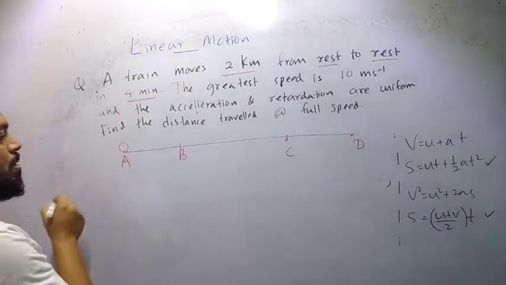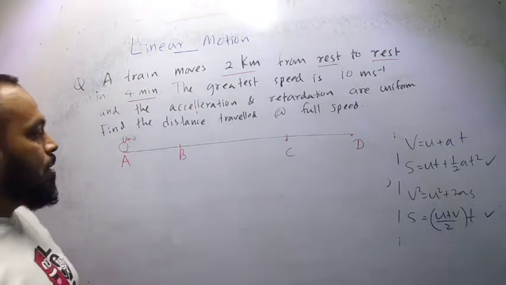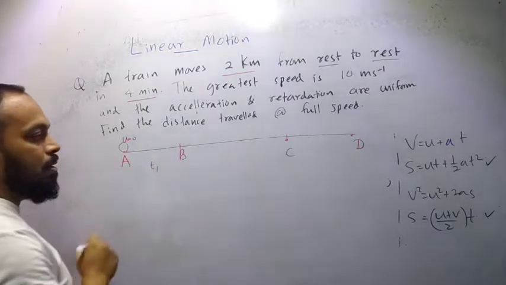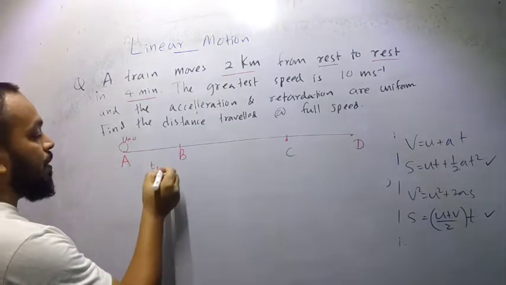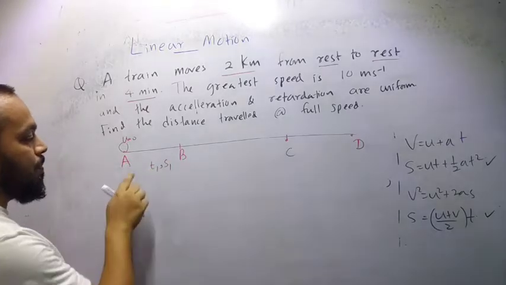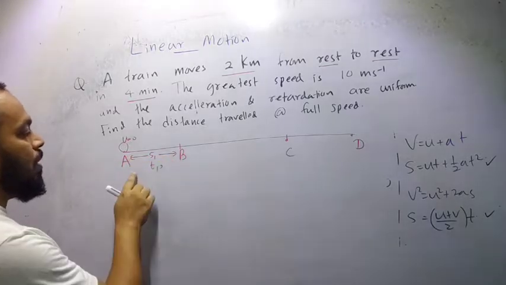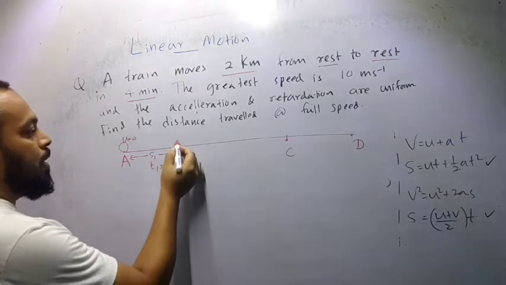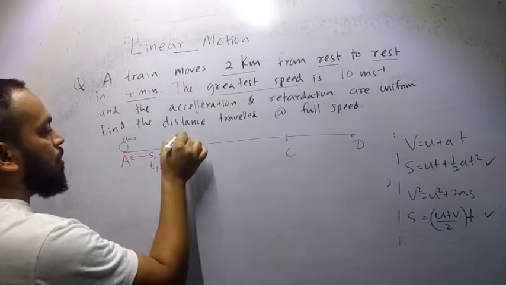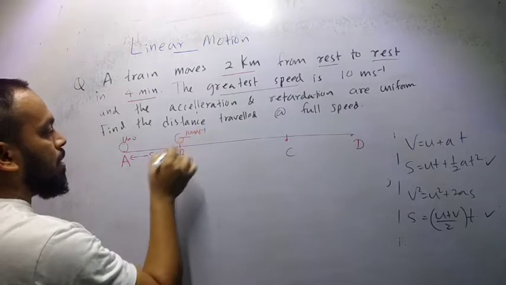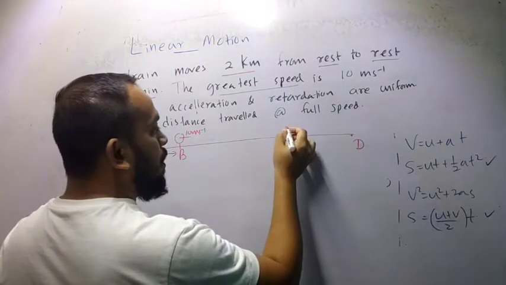So the train starts with u equals 0, right? Then after a certain time, let's say T1, we don't even know the displacement between A and B. Let's call it S1. It reaches its maximum speed, like 10 meters per second. Then it moves at that constant speed up to this point, right?